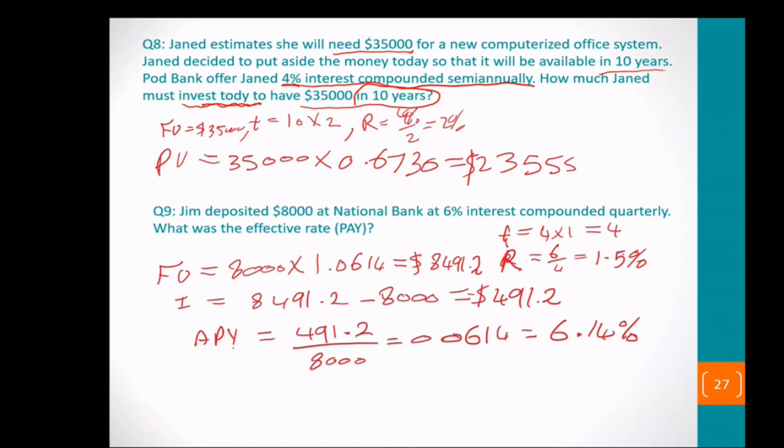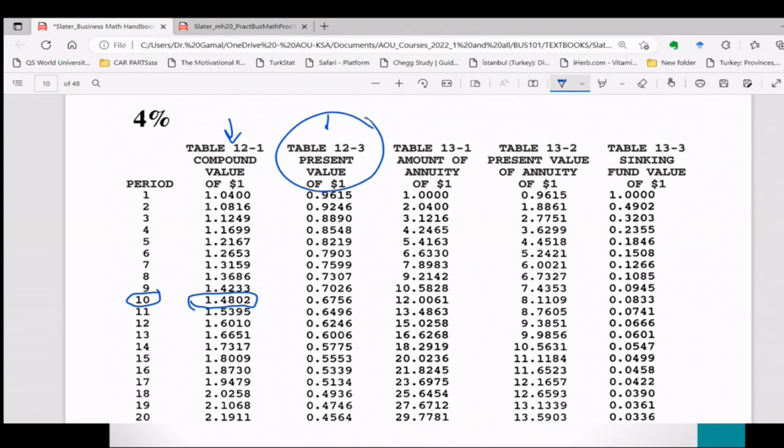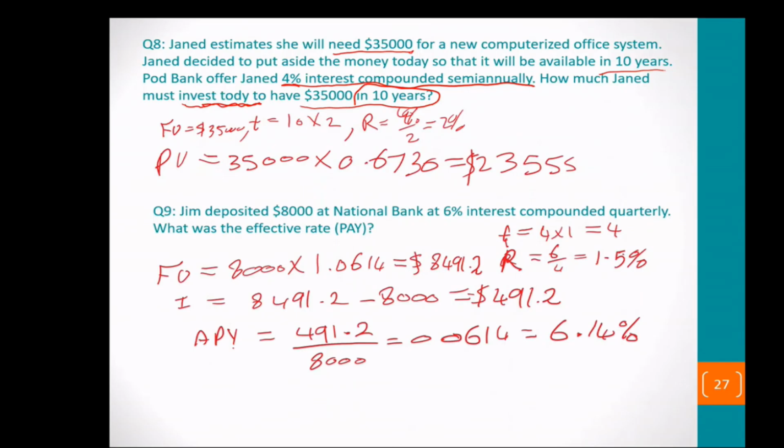This is present value in this case. I need to use the present value table, because she asks how much she must invest today to get 35,000 in 10 years. Okay, what's the rate? I have here 4% semi-annually, 4 divided by 2, which is 2%. How many periods? 10 years, 2 times every year, it's 20 periods.